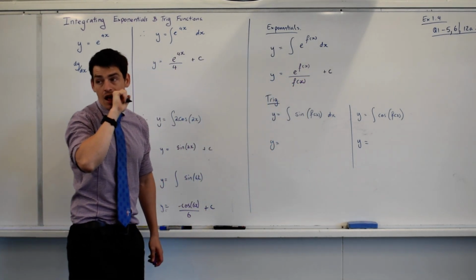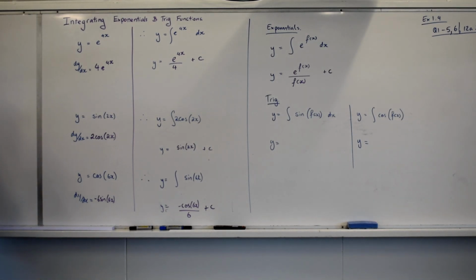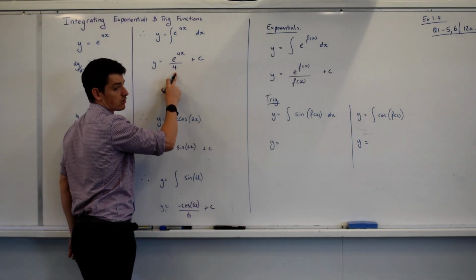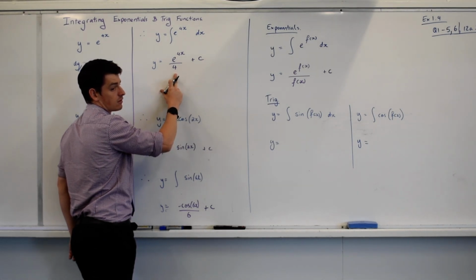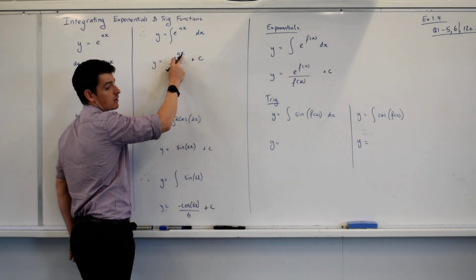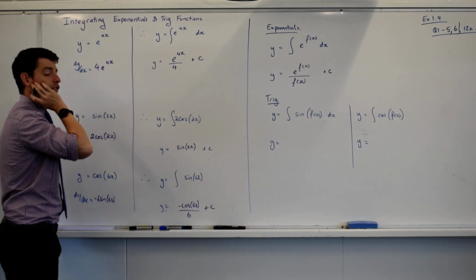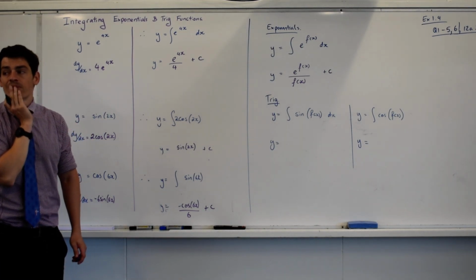Do we agree with that? I'm getting some shaking. Well, let's just check. Is this the correct integration or not? So that's it. fx would be 4x here, wouldn't it? So should it be divided by fx?